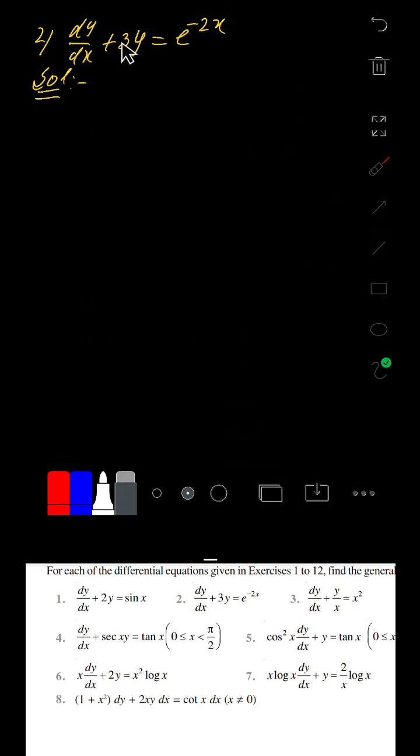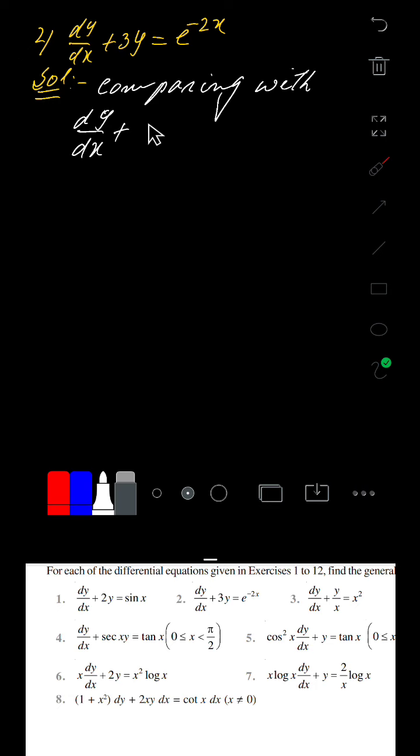Now question number 2, dy upon dx plus 3y is equal to e raised to the power minus 2x. So comparing with dy upon dx plus py is equal to q, we have p is equal to 3 and q is equal to e raised to the power minus 2x. Let it be equation number 1.